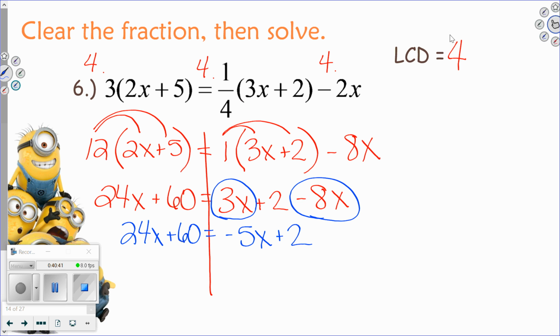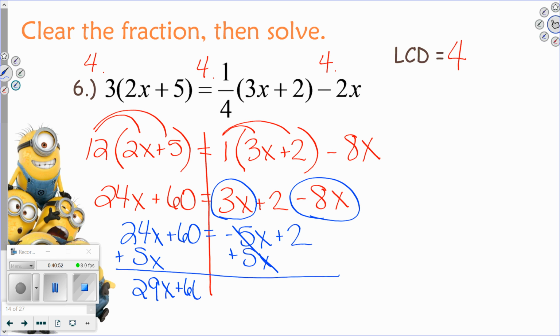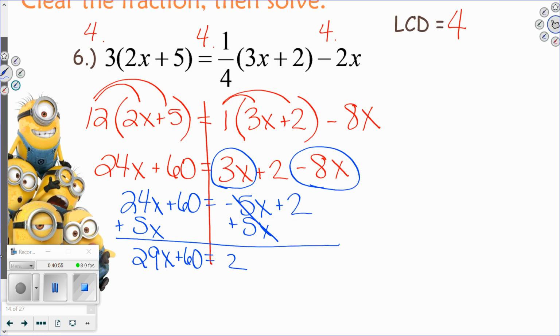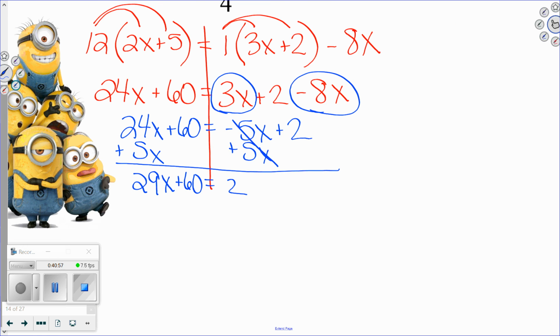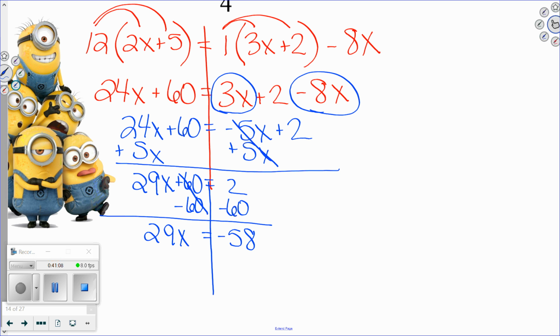All right, so I got x's on both sides, so let's move one of them. I'm going to add the 5x. I think most of you probably would do the same. So 29x plus 60 equals 2. We'll minus the 60. 29x equals negative 58. Divide by 29. And x equals, that's negative 2. Good.